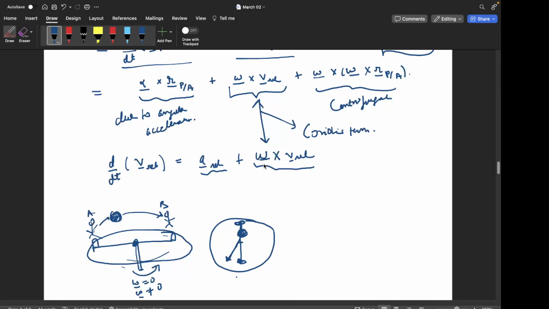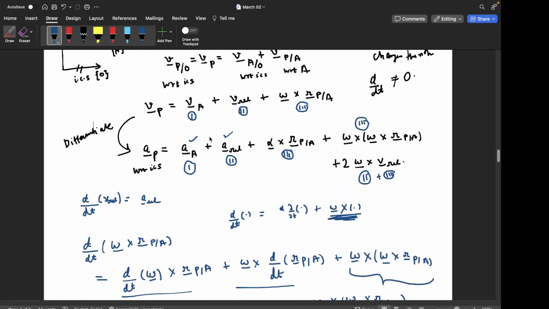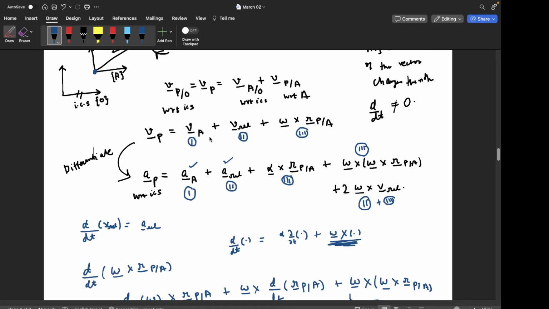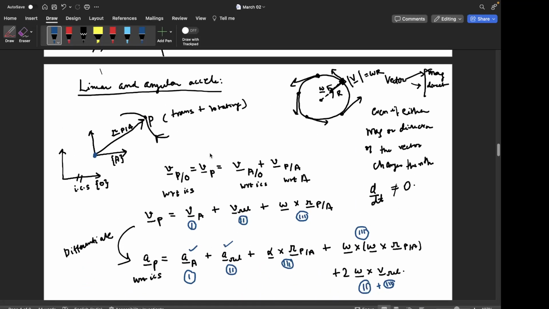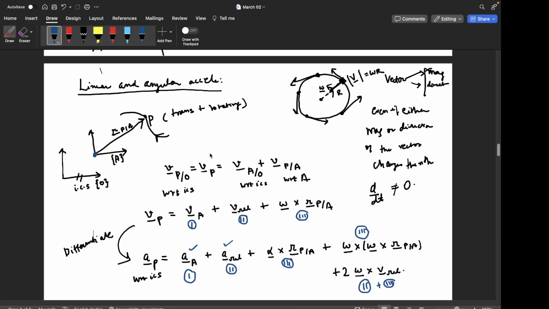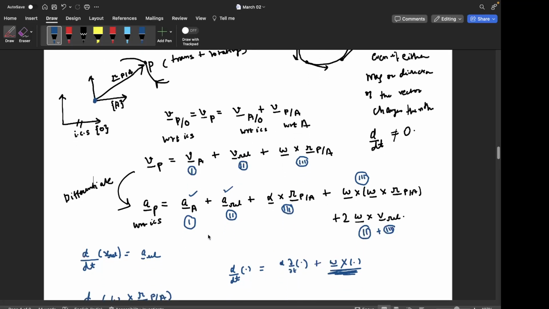Okay, so what we have now is an expression, a very general expression, right? This expression is the most general expression of acceleration for rigid body mechanics. Okay, and this has five terms, right? So this is commonly known as the five term acceleration.